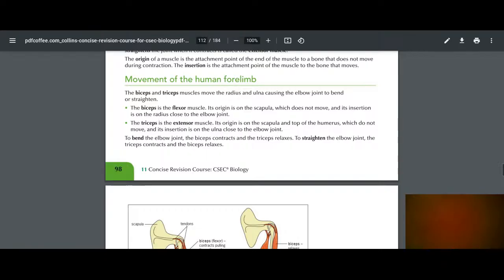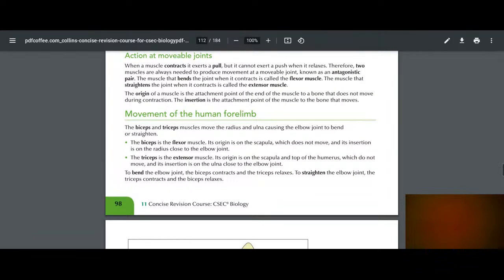So again, if you want me to repeat, a flexor muscle is when the muscle bends the joint and then contracts. And the extensor is when it straightens the joint and then contracts. Same thing with biceps and triceps. Biceps is a flexor muscle, triceps is an extensor muscle.